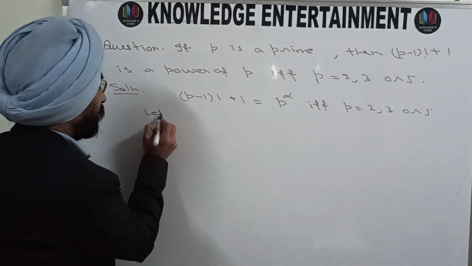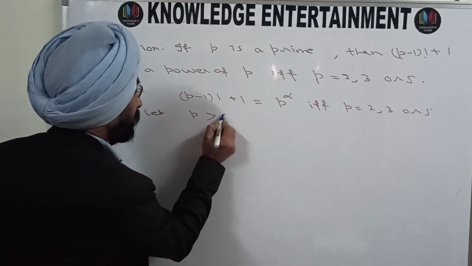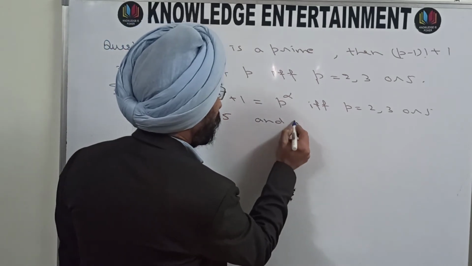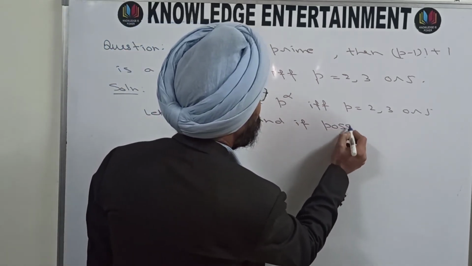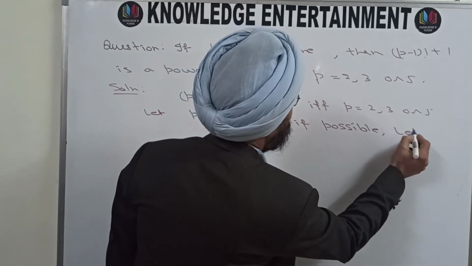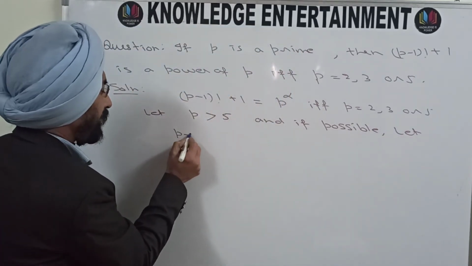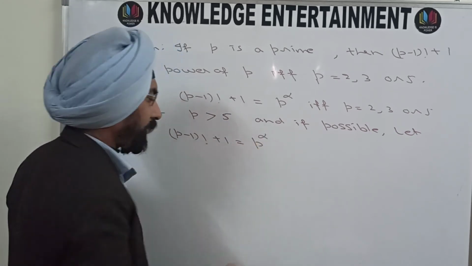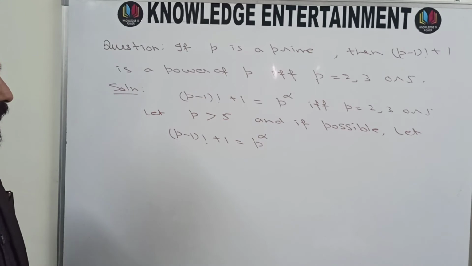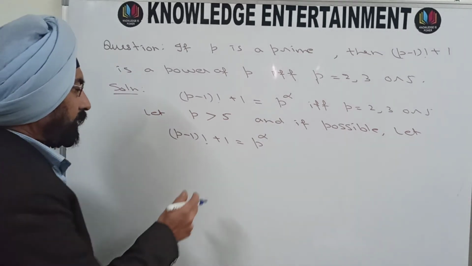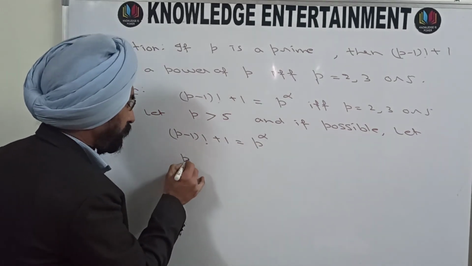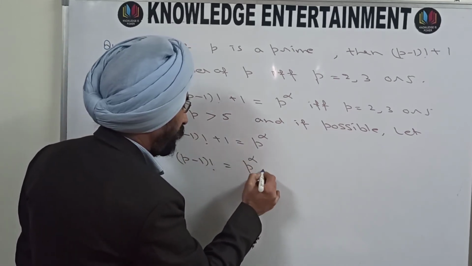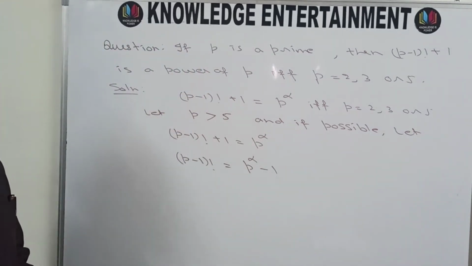So let P be greater than 5, and if possible, let P minus 1 factorial plus 1 be P to the power alpha. Another thing, this 1 you can take to the other side. So P minus 1 factorial is equal to P raised to the power alpha minus 1.